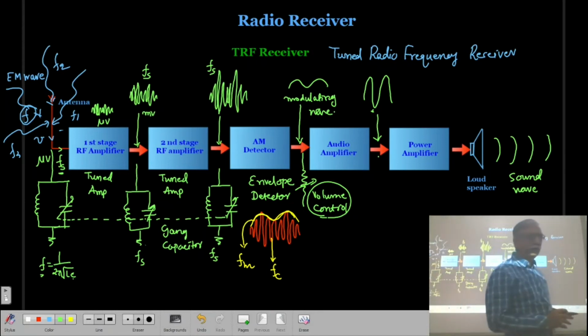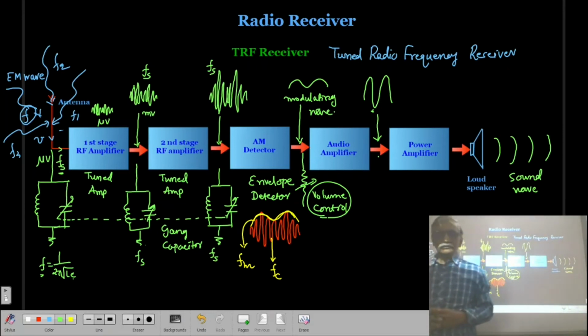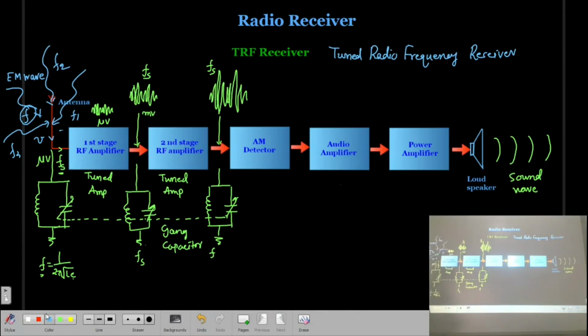So as such, if we see the block diagram, it is very simple, but it has a number of difficulties. Whatever signal is going to be processed, it is not so simple. Here, let us see what is the disadvantage of this TRF receiver. If we see, here we have a number of tuned circuits, and all these tuned circuits are operating on the same frequency.